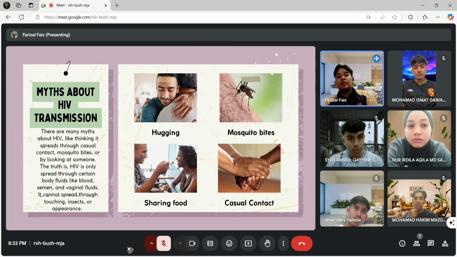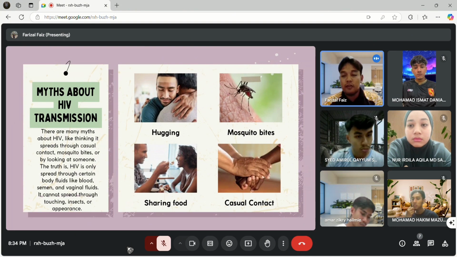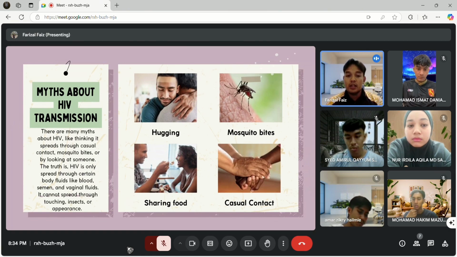Myths about HIV transmission. There are many myths about HIV, like thinking it spreads through casual contact, mosquito bites, or by looking at someone. The truth is, HIV is only spread through certain body fluids like blood, semen, and vaginal fluids, like I mentioned before. It cannot spread through normal contact, such as touching, insects, or appearance.